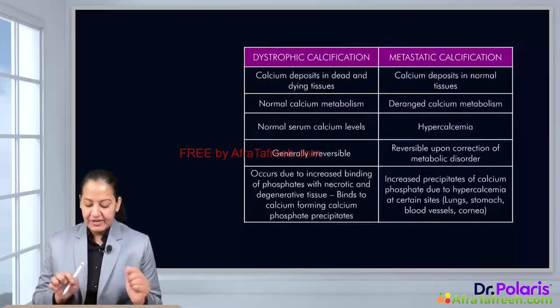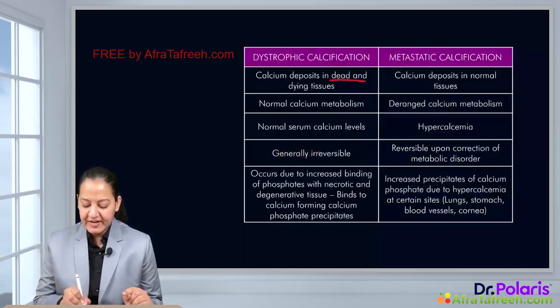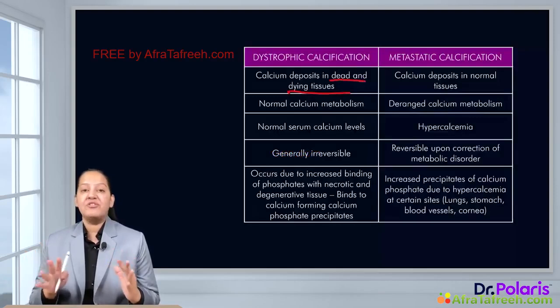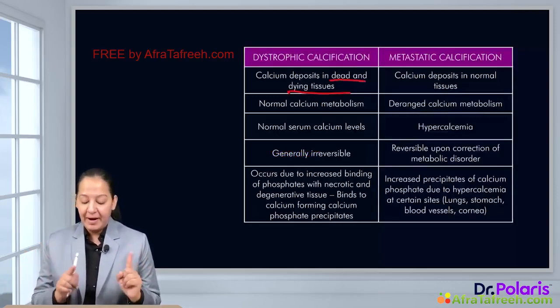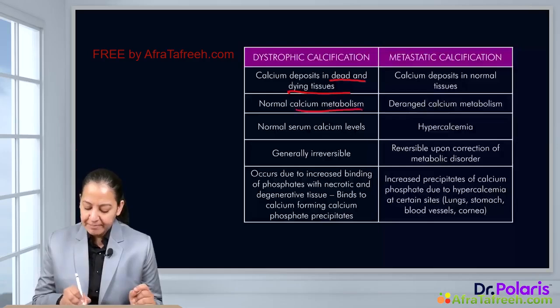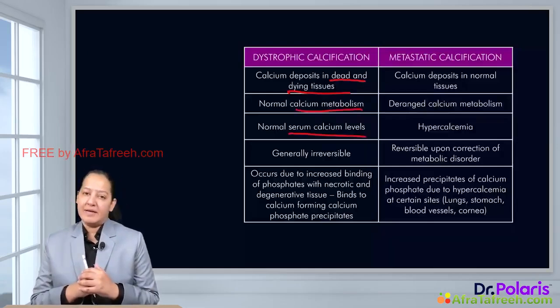The basic difference is that in dystrophic calcification, the calcium is deposited in dead, degenerated and dying tissue. But here in the blood, normal calcium metabolism and normal calcium levels are present.